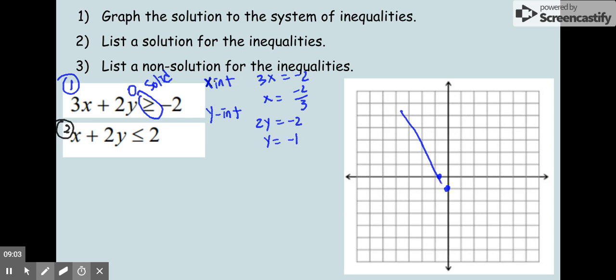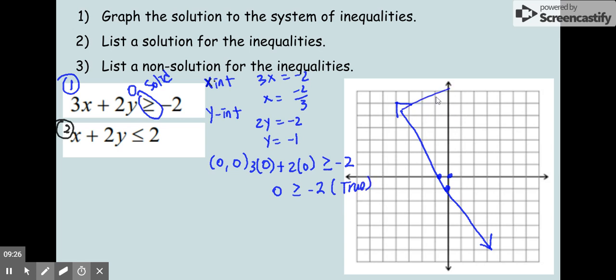Okay, I'm just going to graph roughly. All right, and you have to use a testing point. This (0, 0) is included in this area. Is it going to be the solution? 0 plus 3 times 0, 2 times 0, we already know that this is going to be 0. 0 is greater than -2. True. So this part will be shaded.